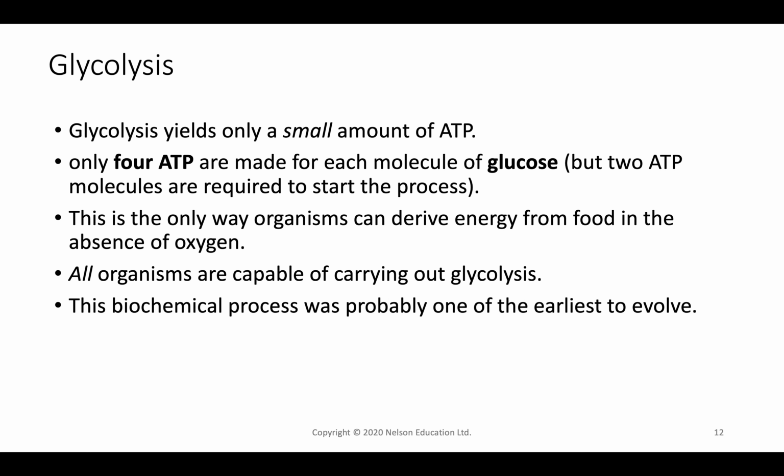As I mentioned previously, glycolysis is that first step. It's anaerobic, and it's all that anaerobic organisms have, by the way, or organisms that don't have mitochondria as well, I might add. And it only yields a very small amount of ATP. Only about 4 ATP are made for each molecule of glucose that is broken down into pyruvate. But remember, 2 ATP molecules are required to start the process, so that's a net gain of only 2.